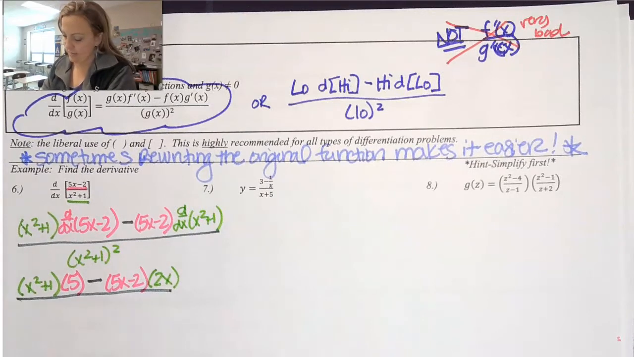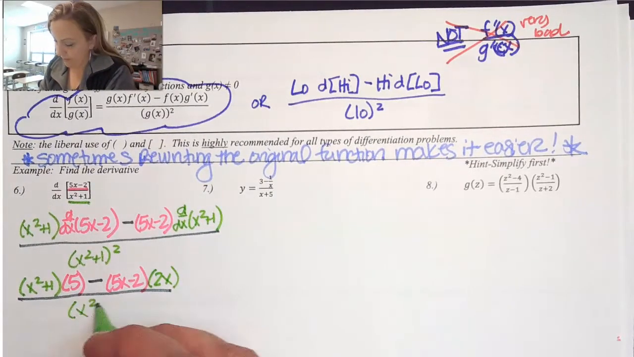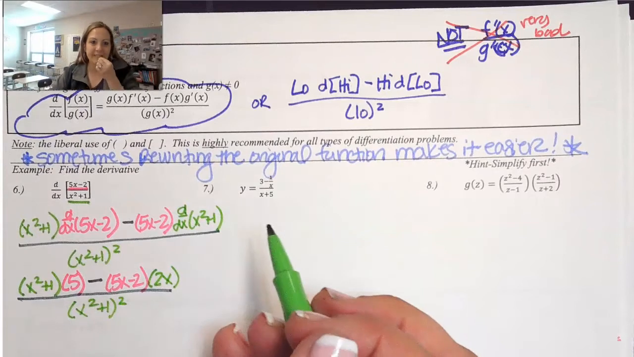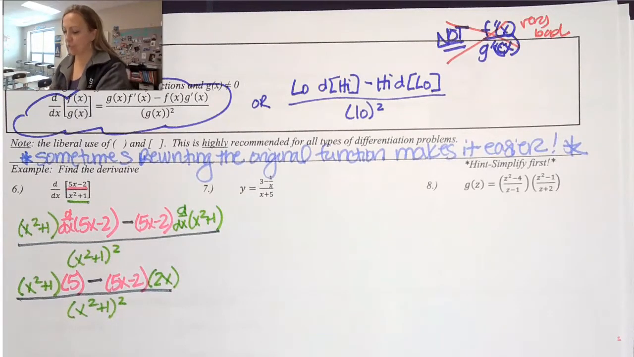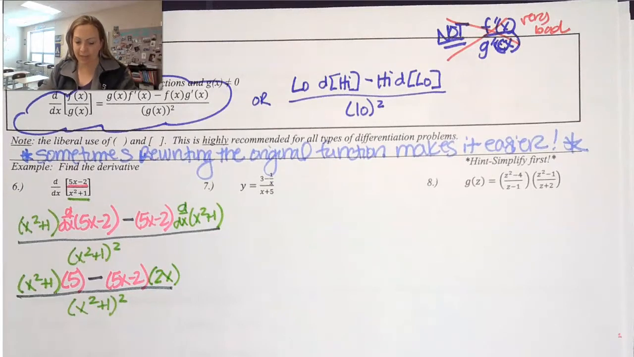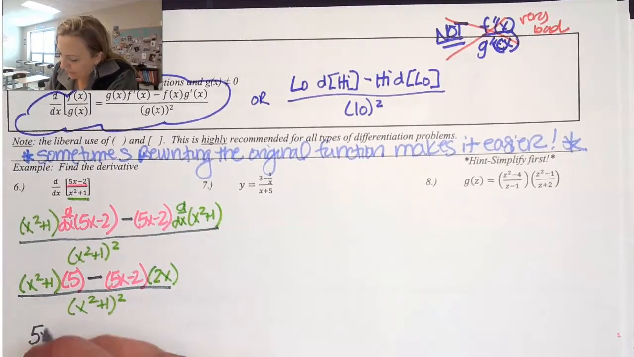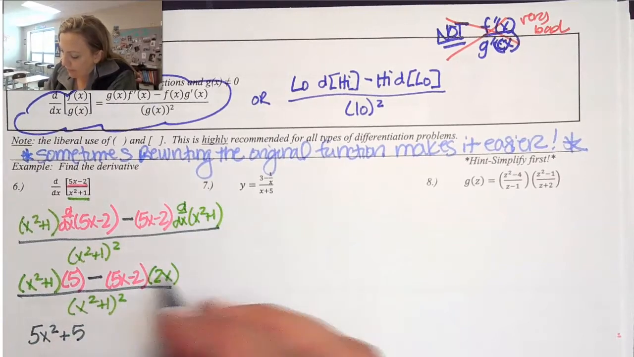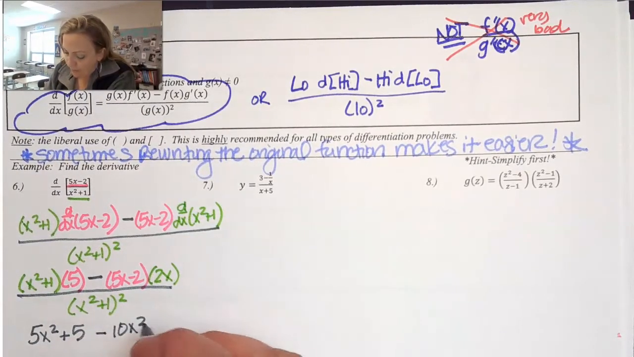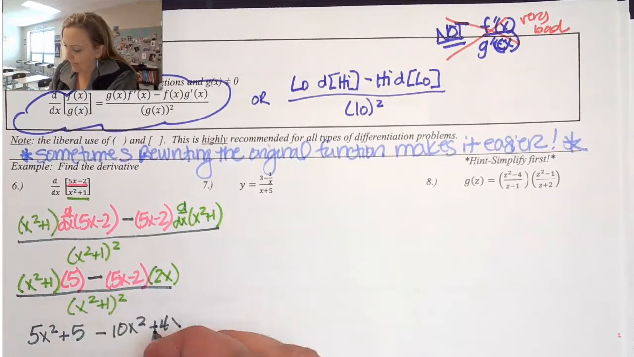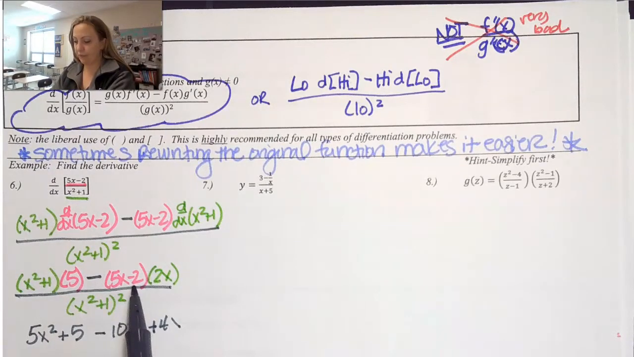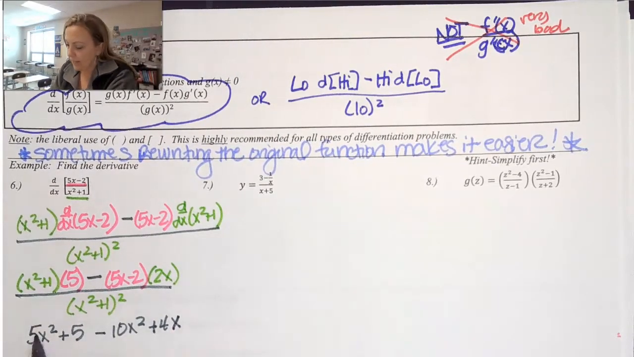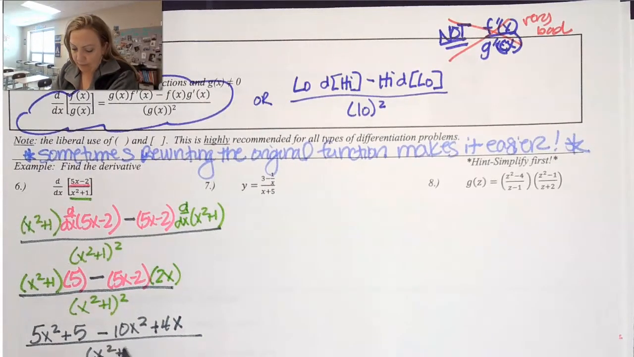And then all divided by low squared. And usually if there's only one factored term, we usually leave it factored, okay? Now in the numerator, we're going to want to combine our like terms, so we are going to distribute in our numerator. So we end up with 5x squared plus 5 minus 10x squared plus 4x, because we've got minus negative 2, so that's positive 2 times 2x is plus 4x. And then we'll leave this as x squared plus 1 squared.